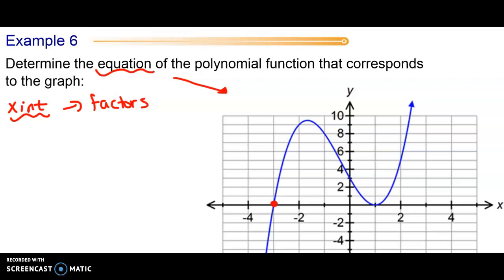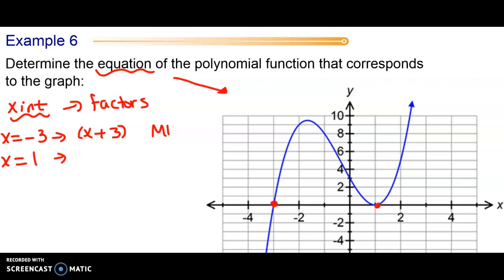So at x equals -3, the factor would be x plus 3. The multiplicity at this x-intercept would be 1. The graph approaches the x-intercept and continues, so there's a y value sign change. The other x-intercept is at 1.